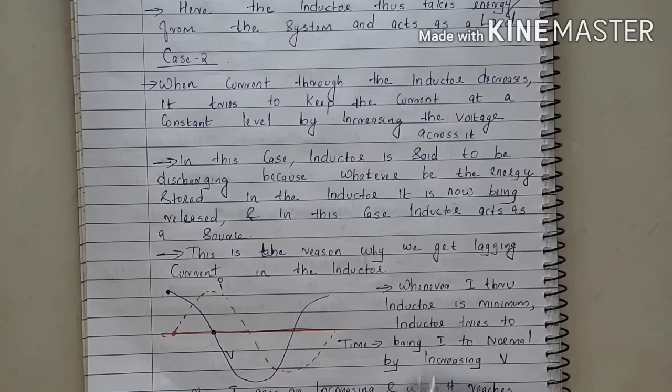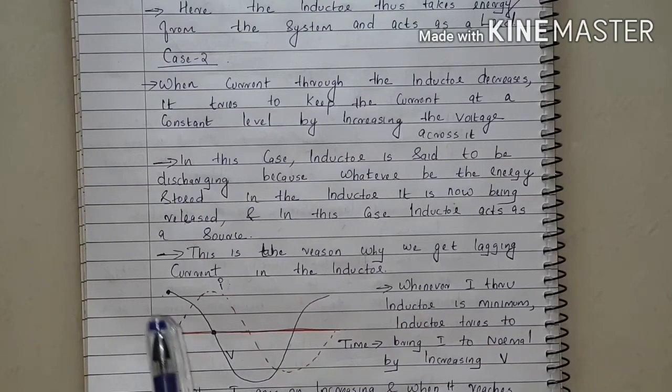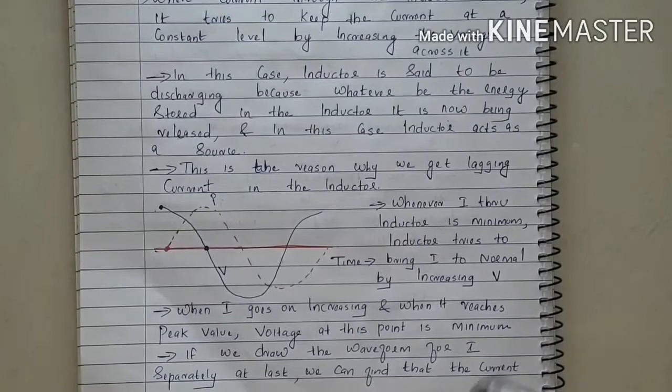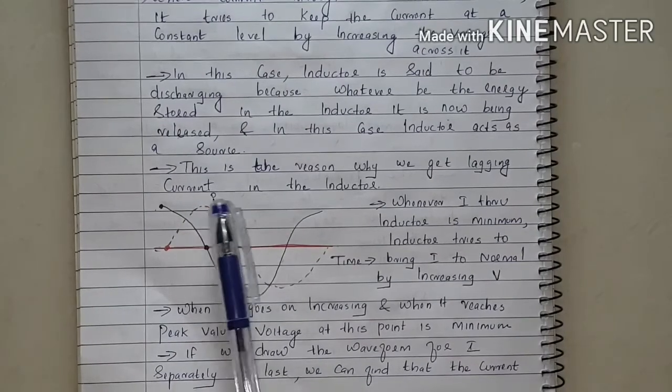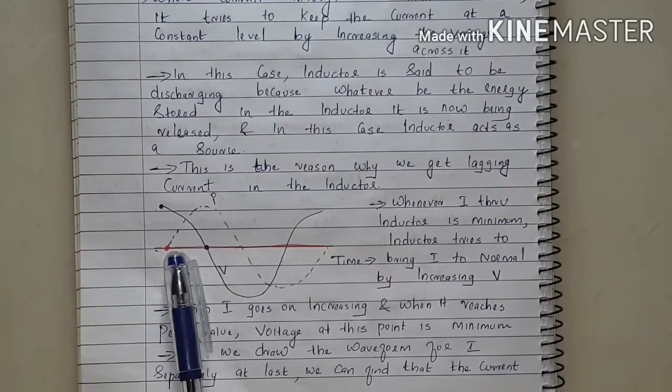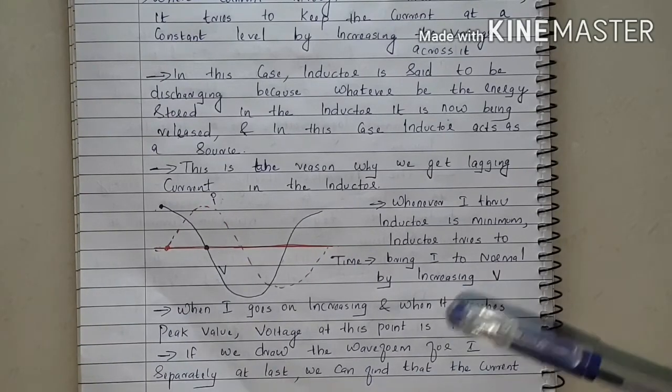I will explain it through a waveform. The dotted waveform shows the current and the blue line shows the voltage. Whenever current through the inductor is minimum, the inductor tries to bring the current to a constant or normal value by increasing the voltage. That is, when current is minimum, voltage will be maximum. When current goes on increasing and reaches the peak value, voltage at this point is minimum.